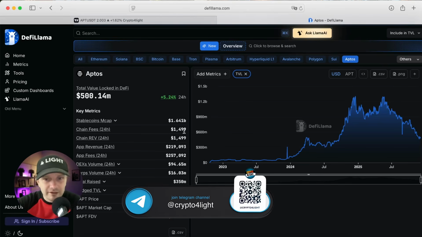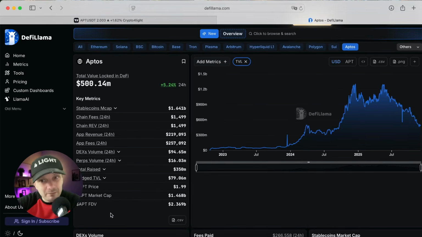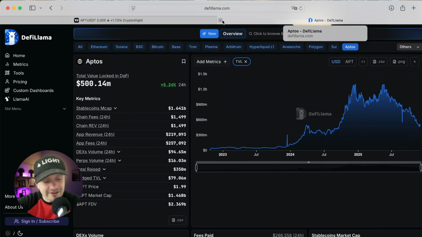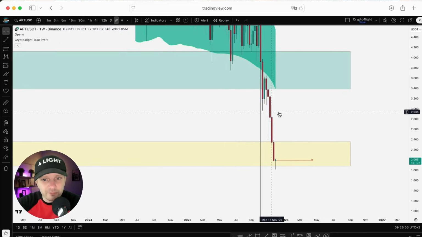So it's 1K, 500. And what still can be bad is the difference between the market capitalization and FDV. So 1.46 billion, 2.36. So almost 50%. I think less than 50%, and we still have more tokens that will be added into circulating supply, so it can be seller pressure.